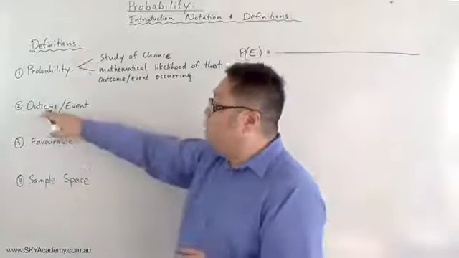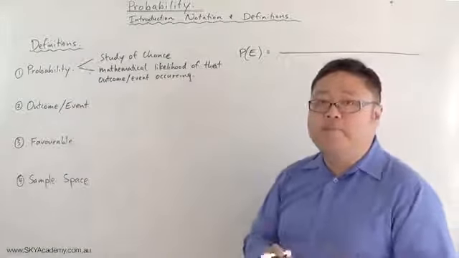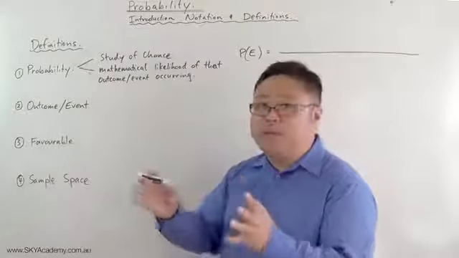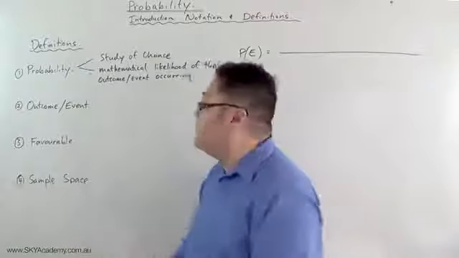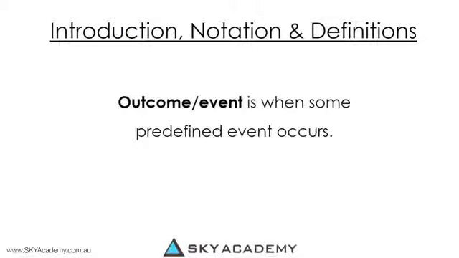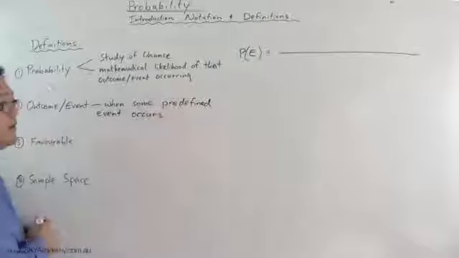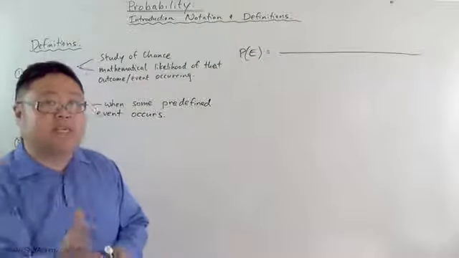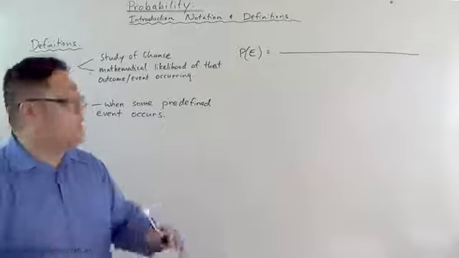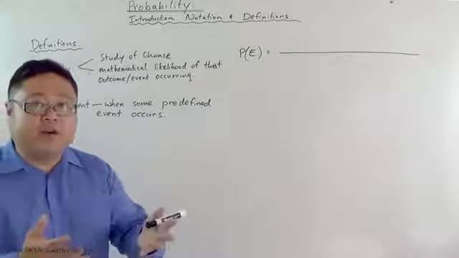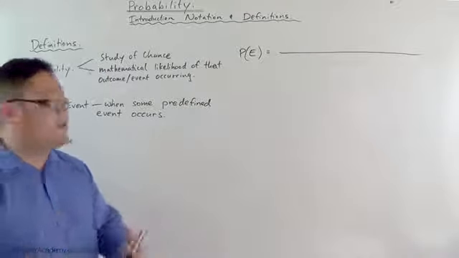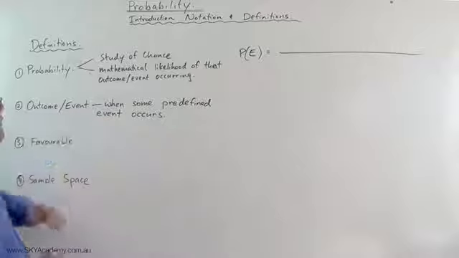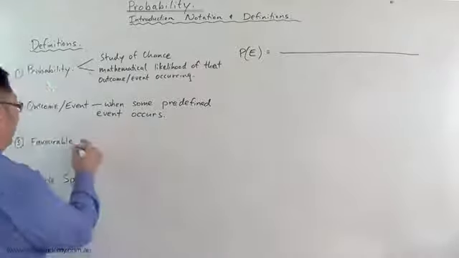Now, what is an event or an outcome? The outcome or the event in a probability is something happening that we define to happen. It's when some predefined event occurs. For example, rolling a 6. We define our event as rolling a 6, and if that occurs, then that's the event whose probability we're studying. Does that make sense?